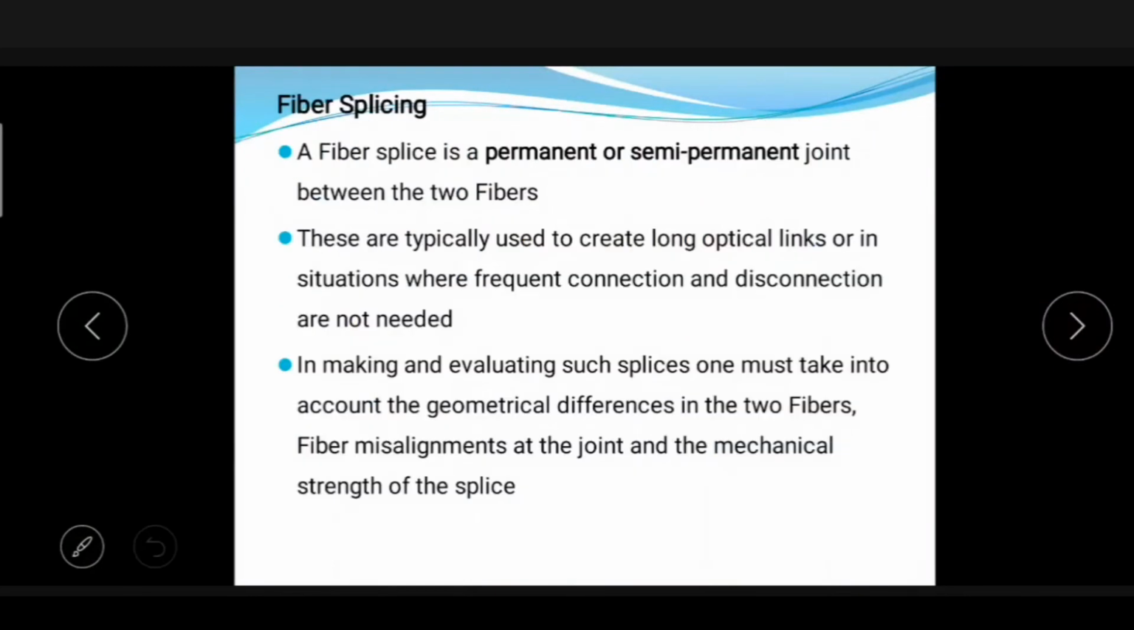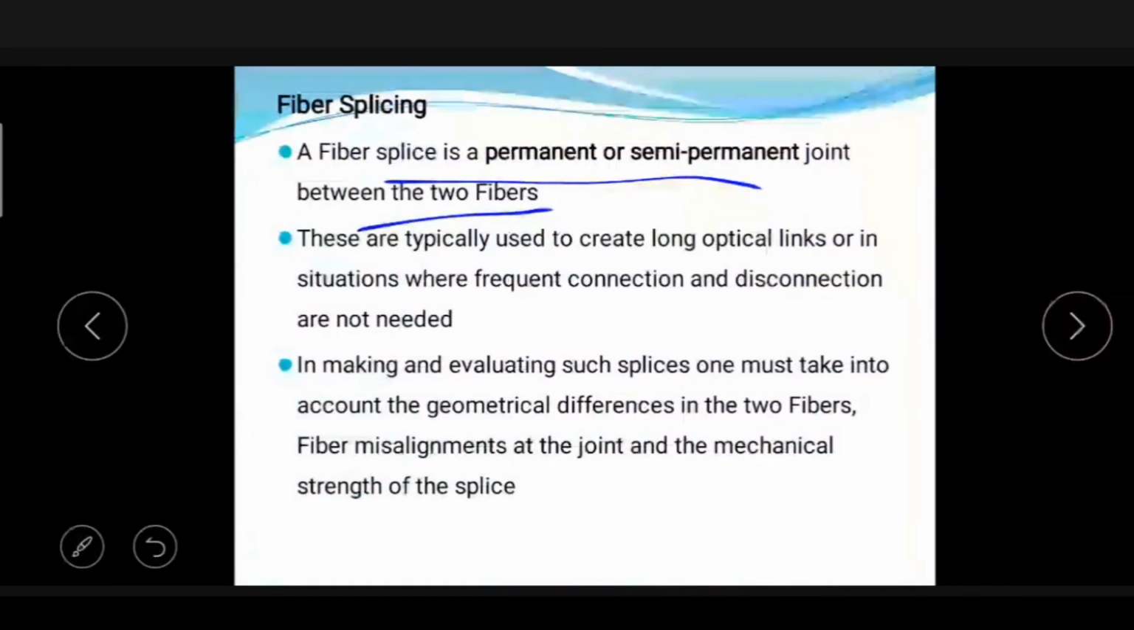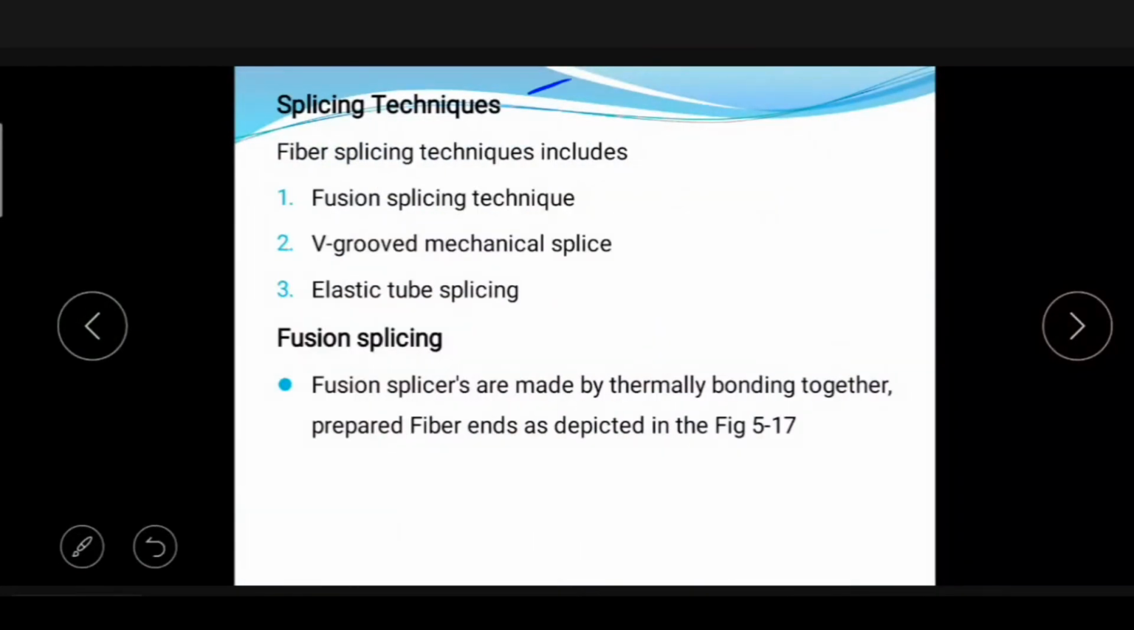Then fiber splicing. Earlier we have just seen mechanical misalignment, whether you go for a connector or whether you go for a splicer. Fiber splicing is a permanent or a semi-permanent joint between the two fibers. So we consider here a process of joining using a splicer. I don't want to drag more into theory under this, I'll directly go to the concept. They might ask you like this. Normally, it is a question which is asked for 8 marks.